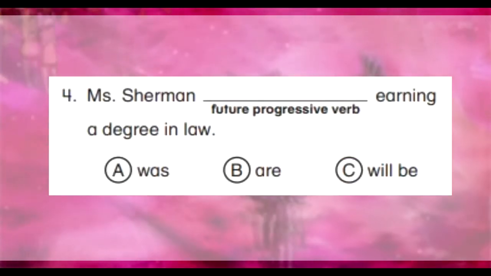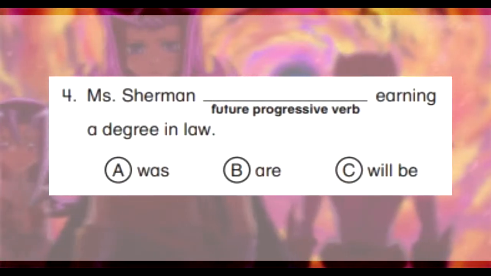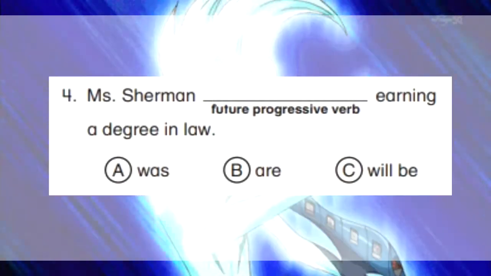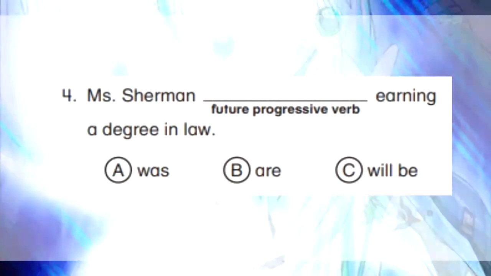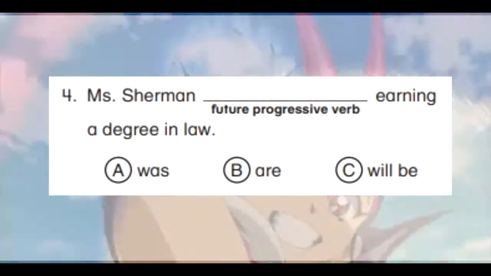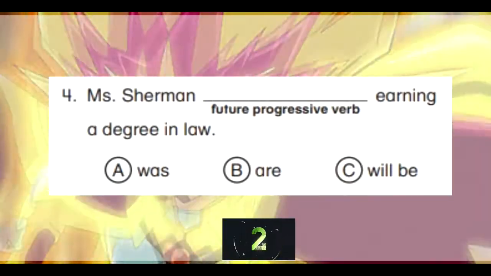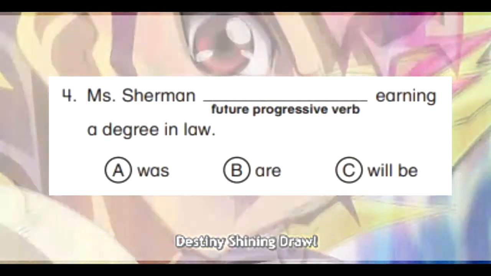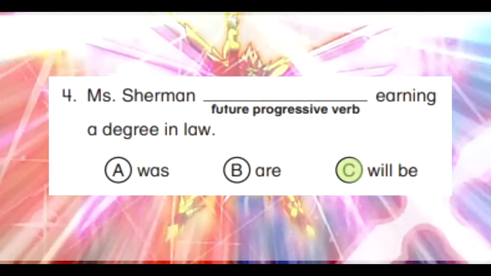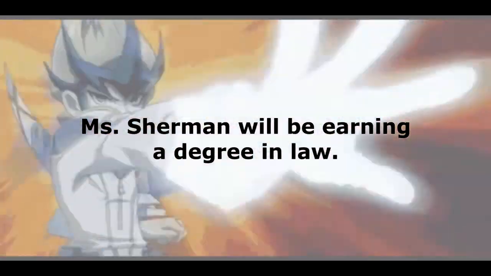Excellent choice. 4. Ms. Sherman, earning a degree in law. Which of the following is in the future progressive tense? A. Was. B. Are. C. Will be. If your answer is C, will be, then you are correct. Ms. Sherman will be earning a degree in law.